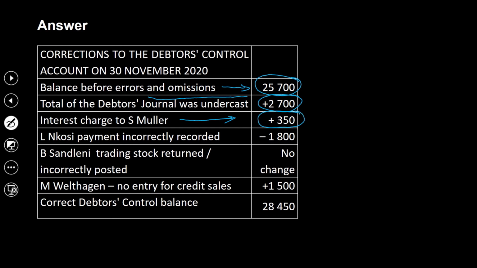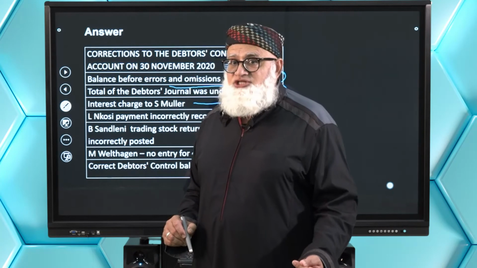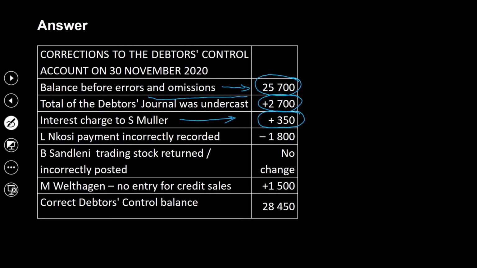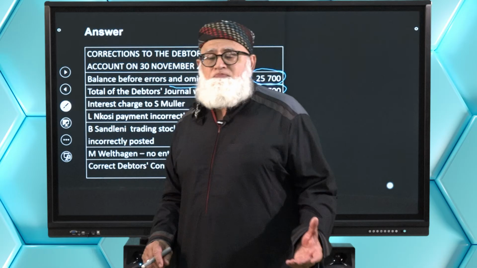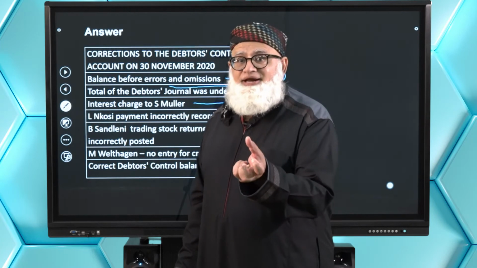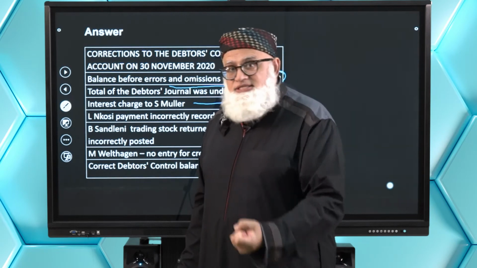Okay, then there was an incorrect payment. Remember the 3,100 and the 1,300 from my cash receipts journal, which was recorded incorrectly, and the difference was the 1,800 El Nkosi payment incorrectly recorded, and then we brought in that payment. The entry would be a debit to bank and a credit to my debtors control. So whenever you are crediting your debtors control, you are in fact decreasing it. Why? Asset decreasing in value.